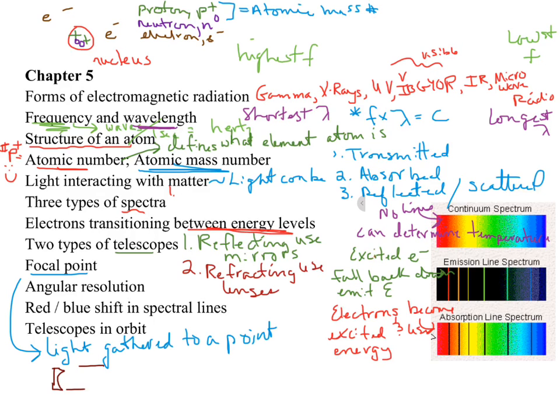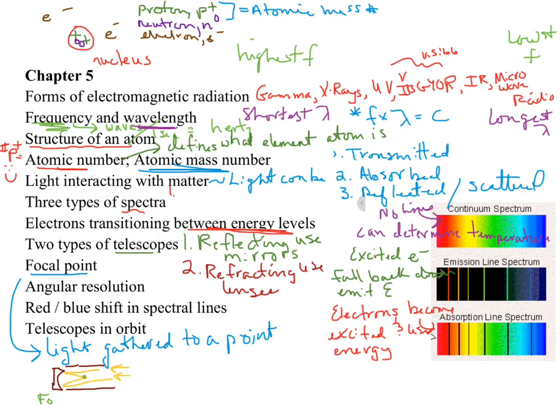The focal point basically for both types of telescope is where the light comes to a point. So that first telescope I've drawn, we have light coming down the tube, and at the back of the telescope tube is actually a mirror. So this is a reflecting telescope, and that green dot is where light is gathered to a focal point.